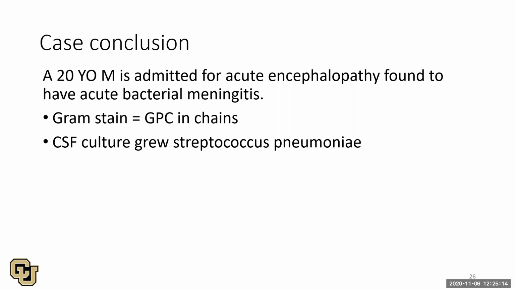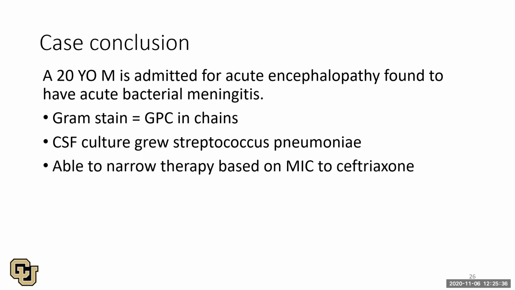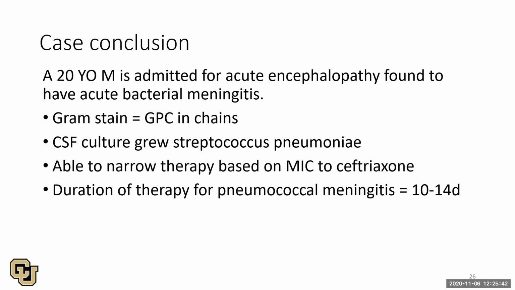And I think a lot of you, or Ahmed, asked earlier about whether the patient had close contacts that had similar symptoms. I think what he was getting at there was Neisseria meningitis, which occurs as outbreaks in close-knit communities, most often high schools or colleges. You were able to narrow the therapy based on the MIC, just to ceftriaxone. The duration of therapy for pneumococcal meningitis, while robust data does not exist about this, is typically 10 to 14 days. For Neisseria meningitis, it's a little bit shorter, about 7 days.